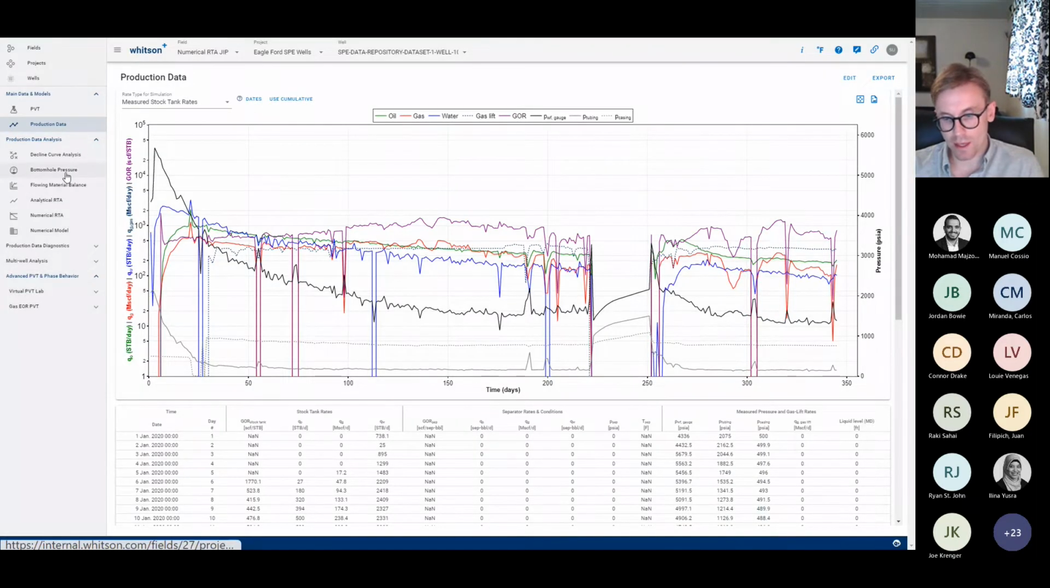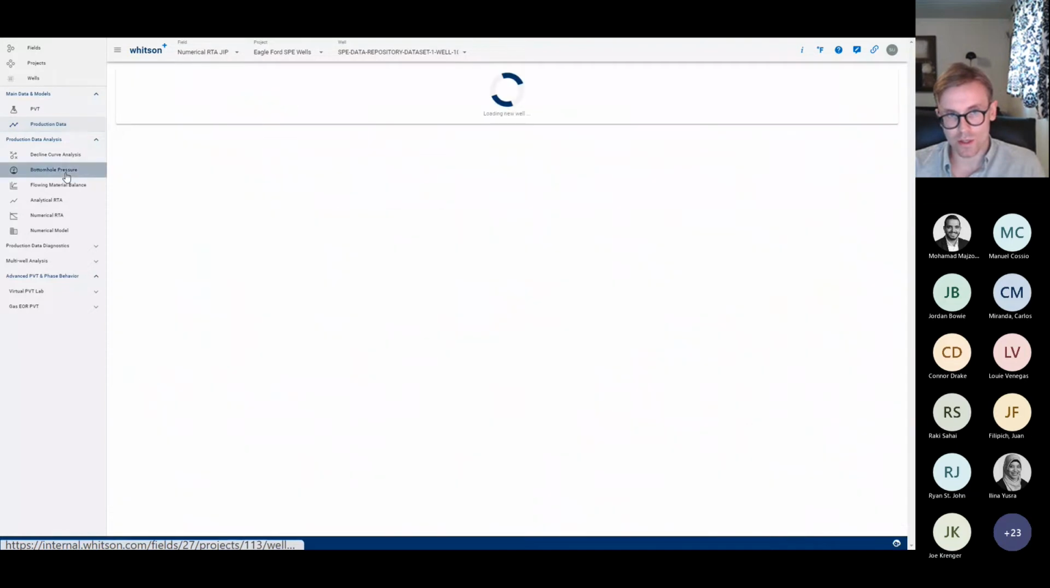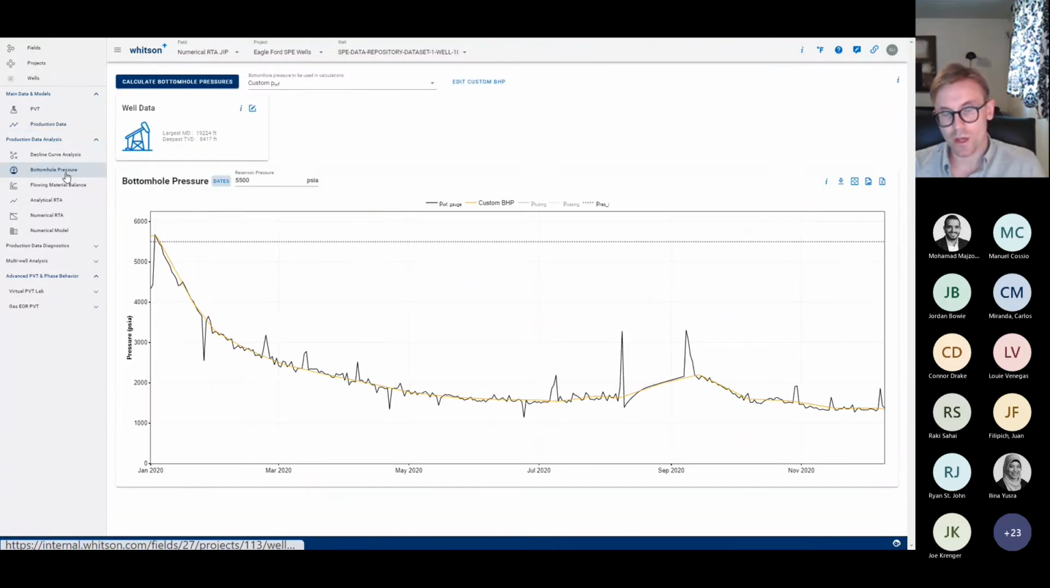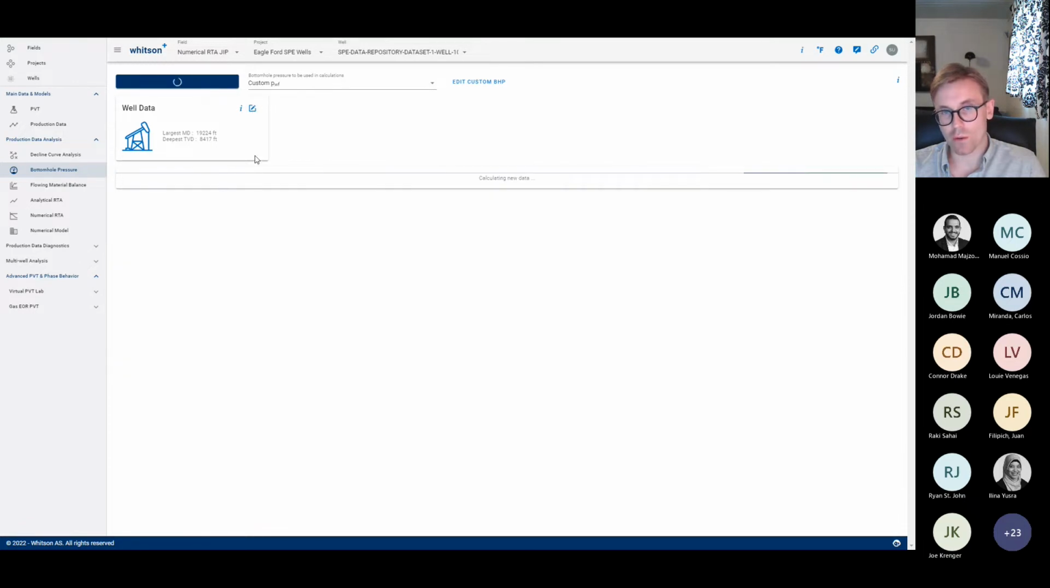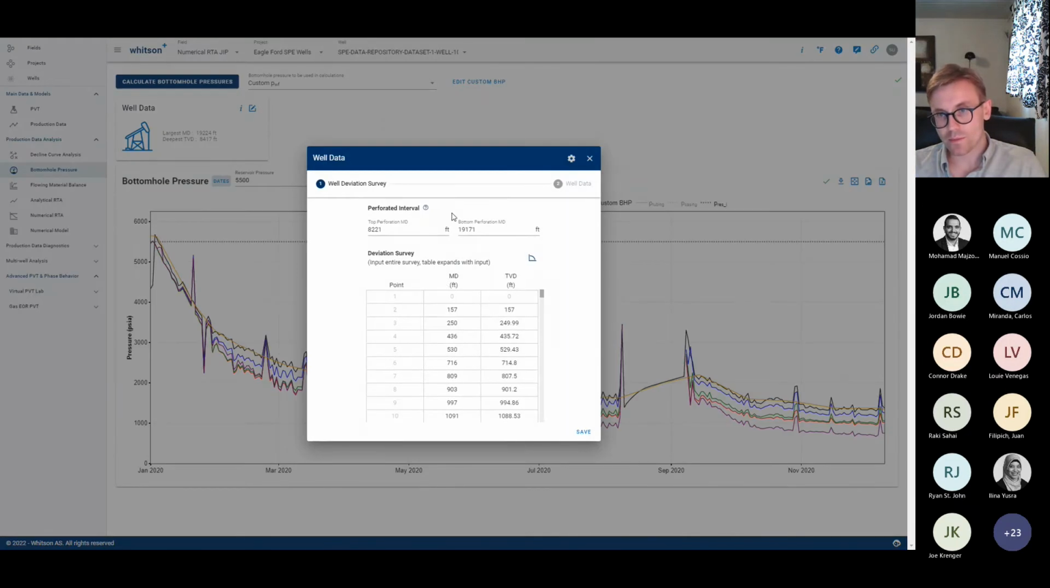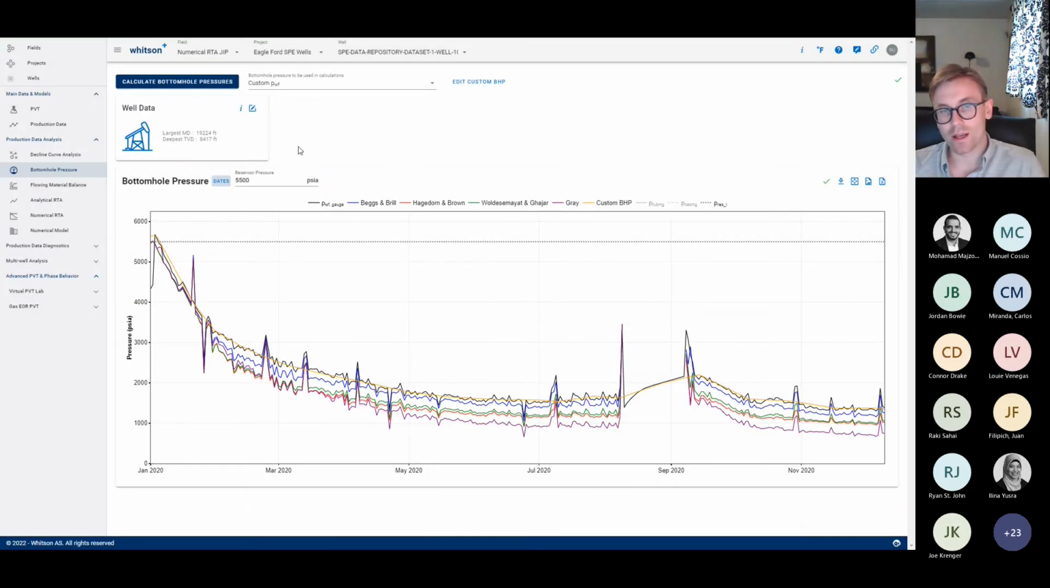And then the second step that we mentioned in the workflow is to do the bottom hole pressure calculations. Right now, what you see in the front end here is just the measured data. If you click calculate bottom hole pressures, that will go ahead and calculate the pressures for you. But you can also take a look at the inputted data for these particular wells by clicking the well data card.